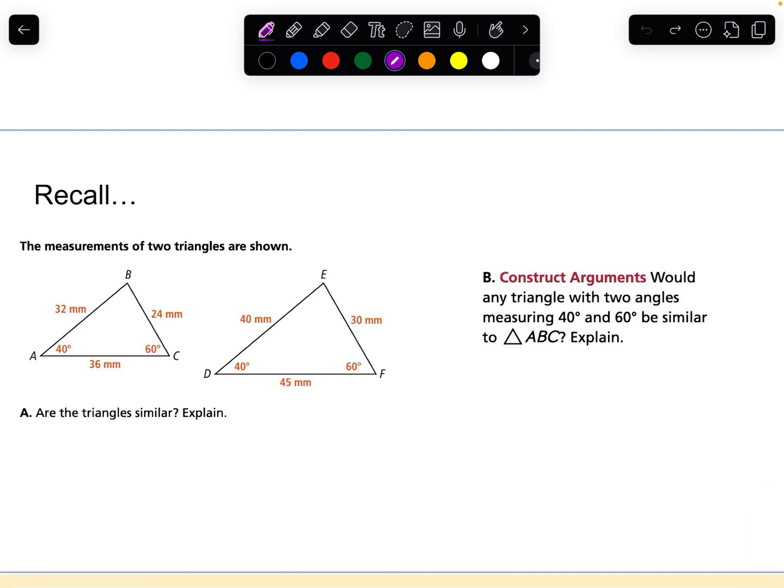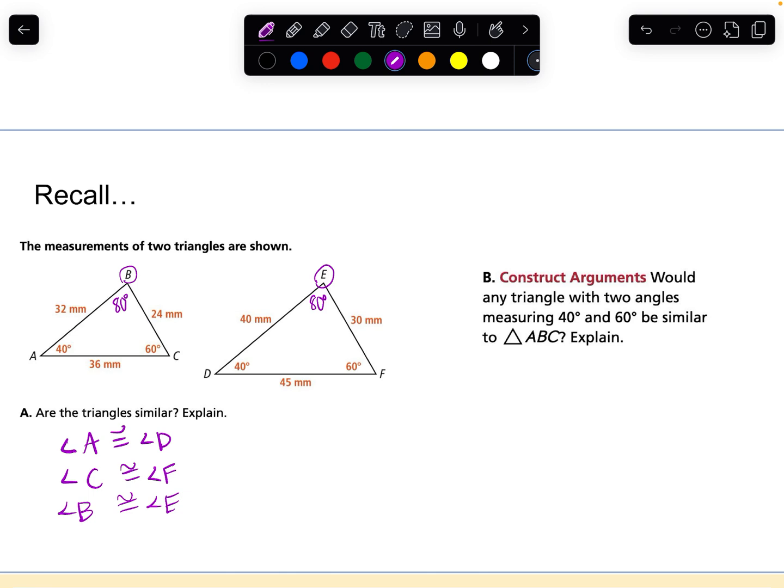So they want us to say if these two triangles are similar. Well, we know that angle A is congruent to angle D. We know angle C is congruent to angle F. And if we found the measures of angle B and angle E, remember the triangle needs to add to 180. These would both be 80 degrees. So angle B is congruent to angle E.